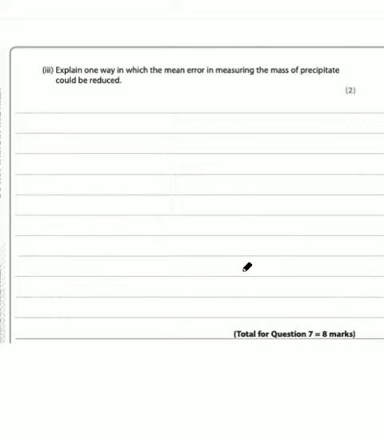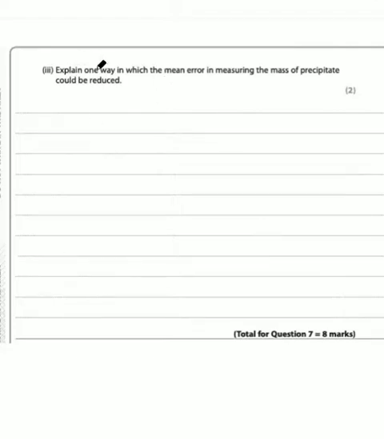Explain one way in which the mean error in measuring the mass of precipitate could be reduced. So once again, this type of question you wouldn't really study it in a biology textbook. You just study the specification and what you need to know for the exam. And sort of these questions don't really come up unless you've done the practical and you've understood every aspect of the practical and you know how to reduce errors. And once again, if you study A-level chemistry, this answer would have been easier for you. But it's basically asking you, how would you reduce errors from occurring in this experiment.